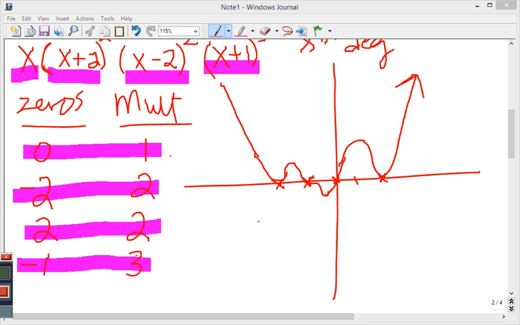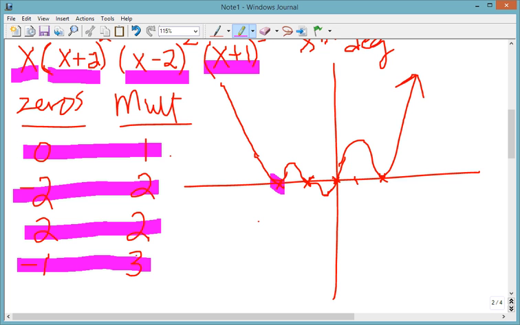Notice that there were 4 zeros, and the degree is 8, right? So we know that at the most we could have 7 local minimums or maximums, as we mentioned in the previous video. And here we end up with 1, 2, 3, 4, 5. So not more than 7. It's okay to have less. You can't have more.